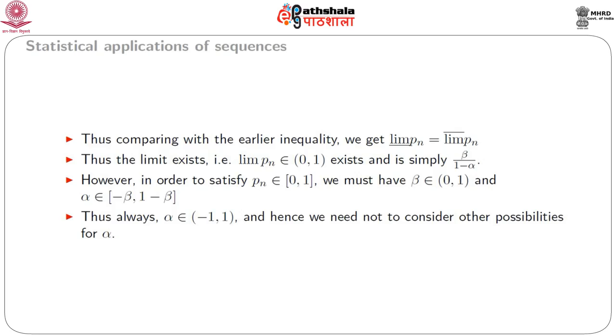However, since Pn is a probability, Pn must lie between 0 and 1, and in order to satisfy that, we must have beta belonging to [0, 1] and alpha belonging to [minus beta, 1 minus beta]. Thus, always alpha belongs to [minus 1, plus 1], and hence we need not consider other possibilities for alpha.